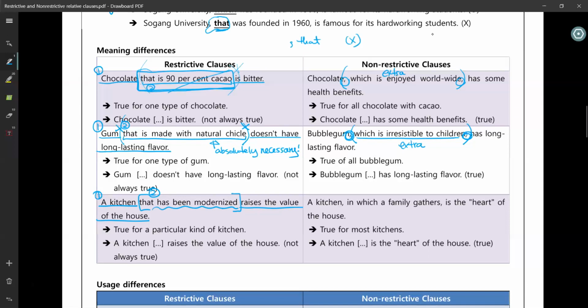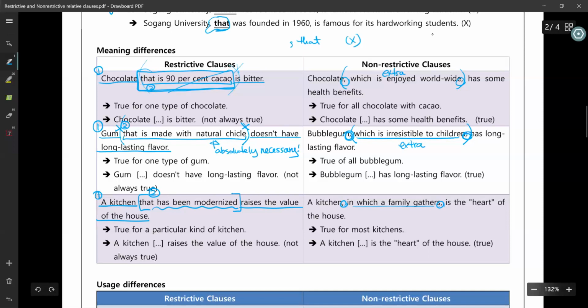On the other hand, if you look at the non-restrictive clause, a kitchen, comma, in which a family gathers, comma, is the heart of the house. So if we take this out, we still end up with the main message. A kitchen is the heart of the house. That's what we've been wanting to say. But we just want to give you a reason in which the family gathers. It's just an extra piece of information. So you can put it inside a set of commas.